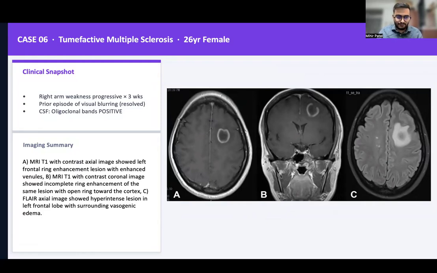T1 MRI with contrast, axial image, showed a left frontal ring-enhancing lesion with enhanced venules. T1 coronal contrast showed incomplete ring enhancement of the same lesion with an open ring towards the cortex. FLAIR showed a hyperintense lesion in the left frontal lobe with surrounding vasogenic edema.